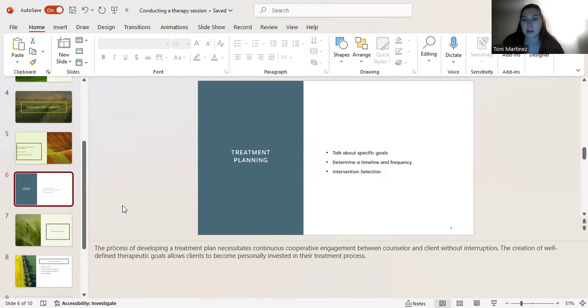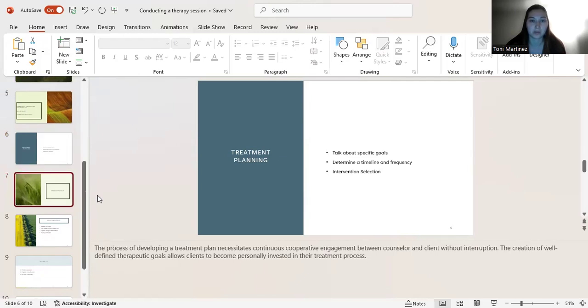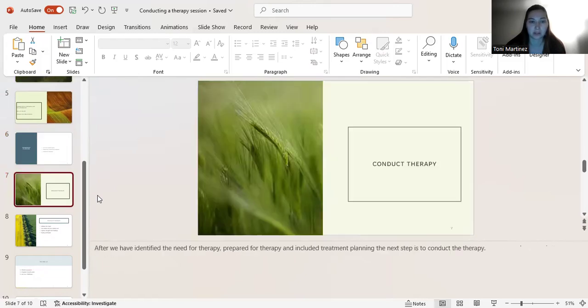So we do want to talk about any specific goals. We want to determine a timeline and frequency. How often are they going to come? Is there a timeline where we can meet these goals? What about the intervention selection? What type of tools are we going to use for intervention? So once we have that treatment planning done, we can conduct therapy.